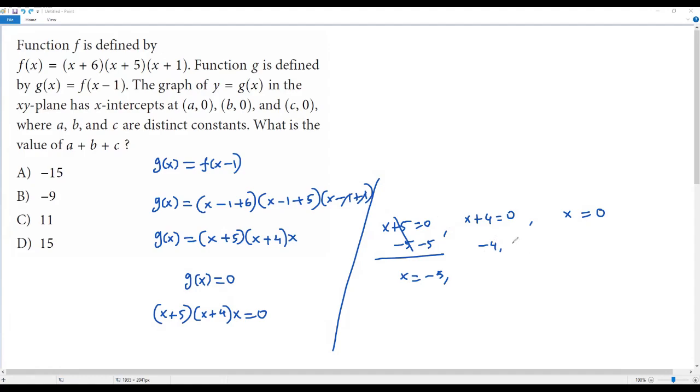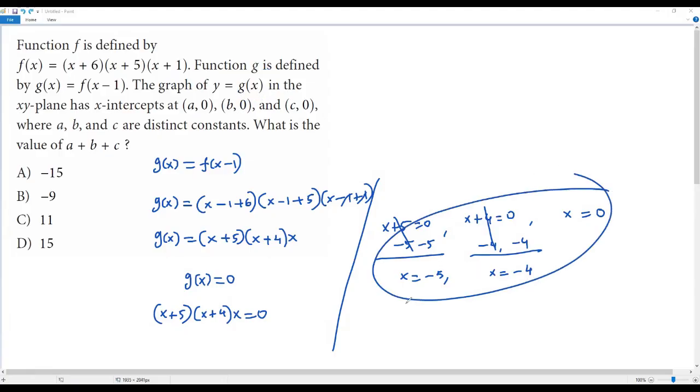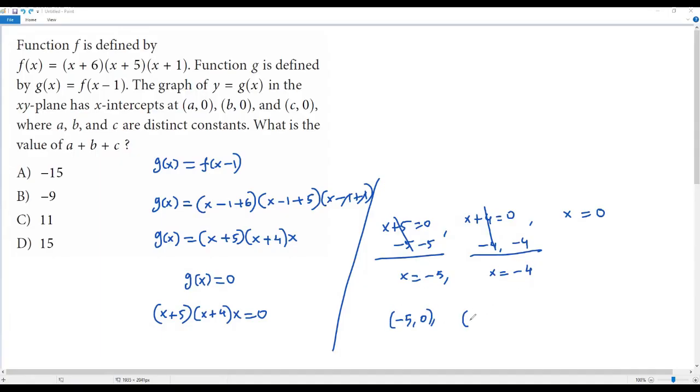Okay, let's subtract 4 from both sides to solve for x. The positive 4 and negative 4 cancel. I'm getting x = −4. Here I got the values of x at which the graph of the function g(x) intersects the x-axis. Now we can write these as x-intercepts, that is, points. Let's write this one as a point: we have (−5, 0). For this one, we get (−4, 0). And for this one, we have (0, 0). Now I got the x-intercepts of the function g(x).